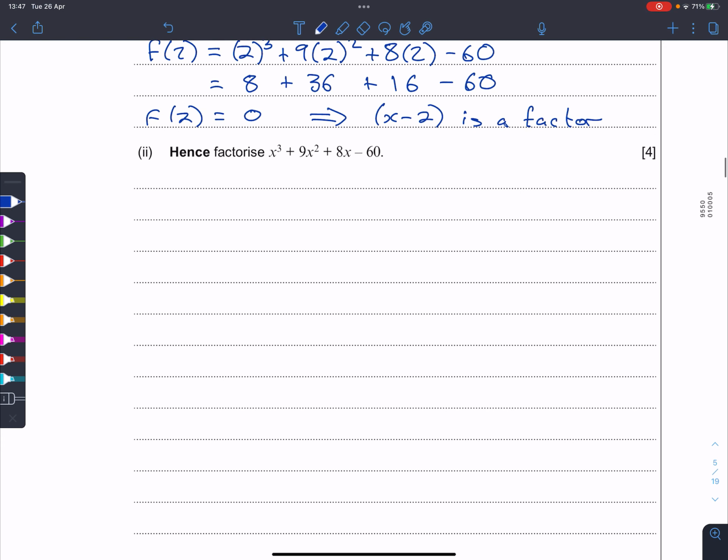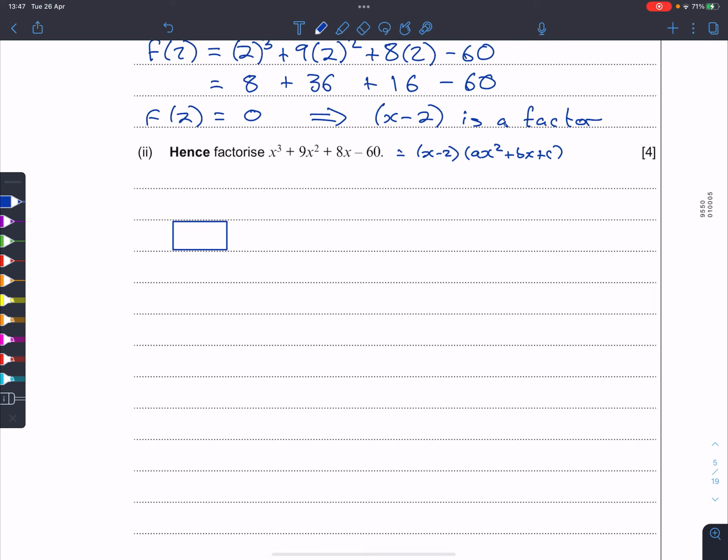Okay, then we're going to hence factorise this cubic. So we now know, because x minus 2 is a factor, that x minus 2 multiplied by something will give me the x cubed. In order to multiply x by something to give me x cubed, this has to be a quadratic: some amount of x squared plus some amount of x plus c. So if I set up my grid here, I'm going to have a 2 by 3 term grid.